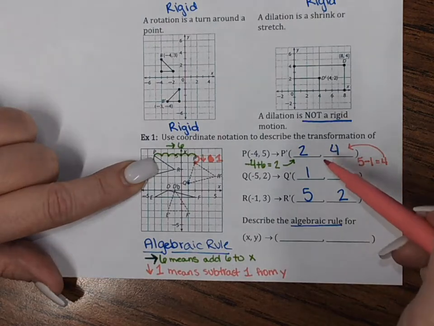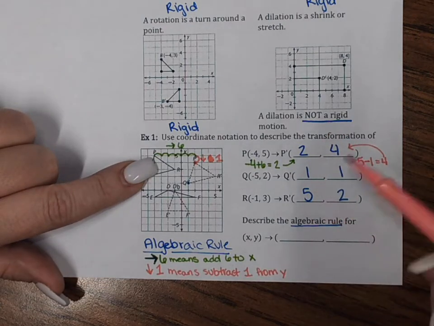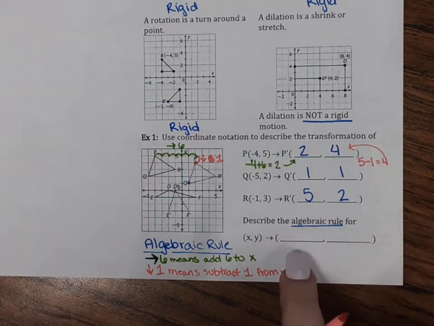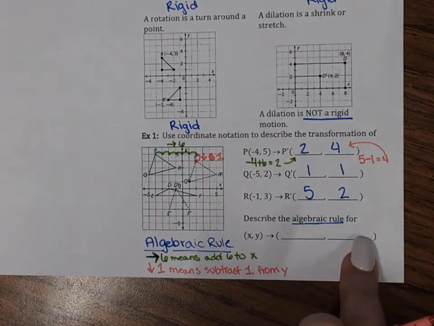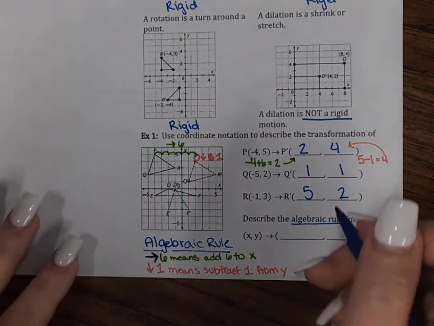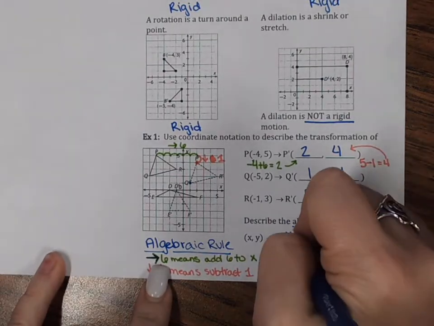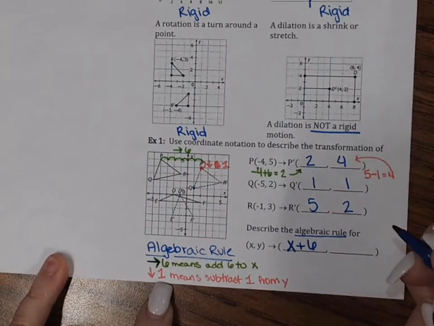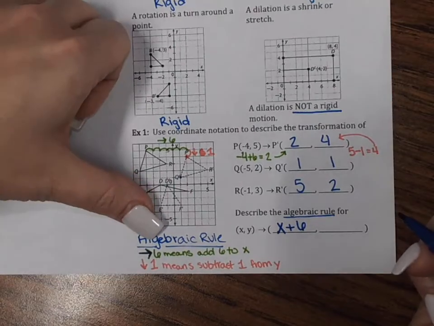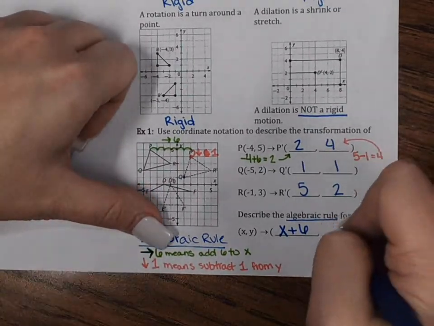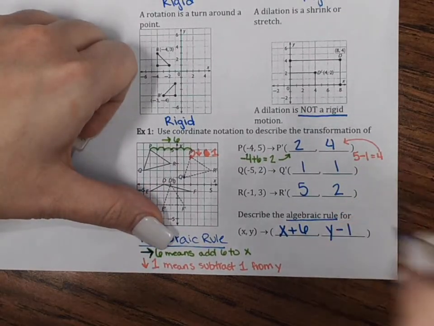And you can check this rule for every single one. They're all going to be the same. So we're going to write in our algebraic rule. So our algebraic rule, we took our x value and we added 6. For the y, we took that y value and subtracted 1.